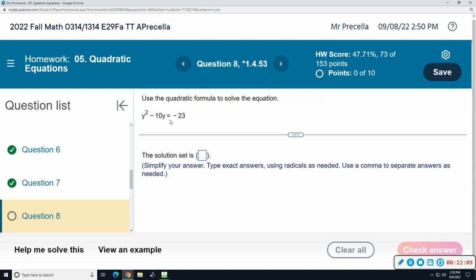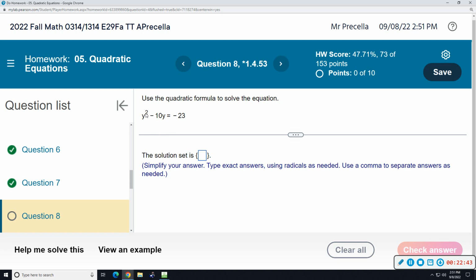This sort of looks like something we could have solved by factoring. We could have moved that 23 over, making it a positive 23, but it's not factorable. How do you solve a quadratic equation when it's not factorable? Oh, so you've moved on to number 8. Okay. Yes, but now there's something called the quadratic formula that we can use to solve quadratic equations when they're not factorable.